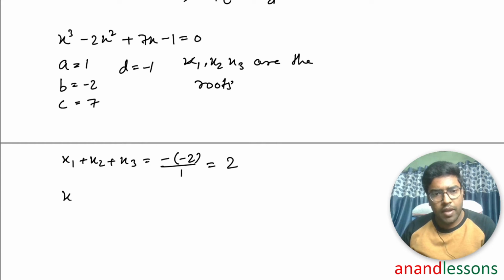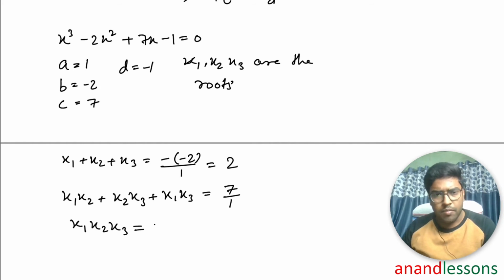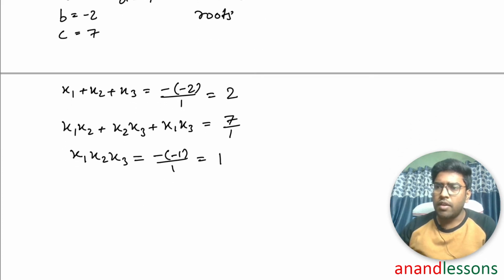Okay, now the sum of the product of roots two at a time, x1 x2 plus x2 x3 plus x1 x3, will be equal to c by a. So c is 7 and a is 1. And finally, x1 x2 x3 will be equal to minus d by a. Here my minus d is minus 1 and a is 1, that is 1. Okay, so this is as far as we have come.